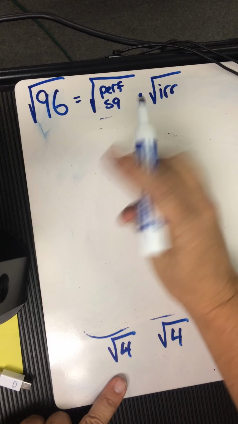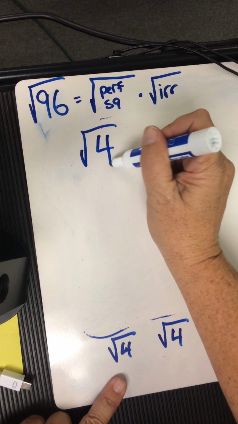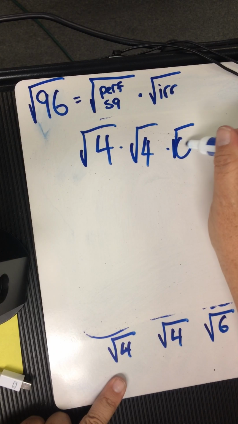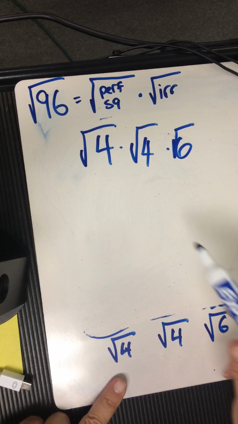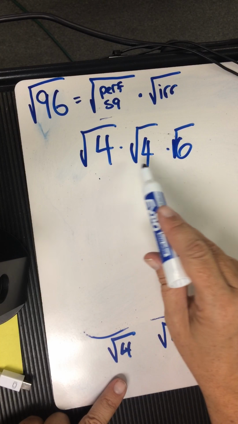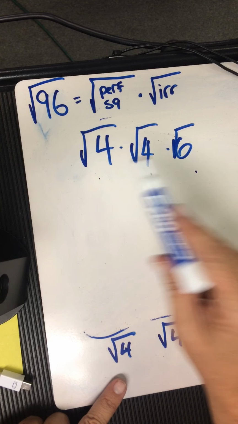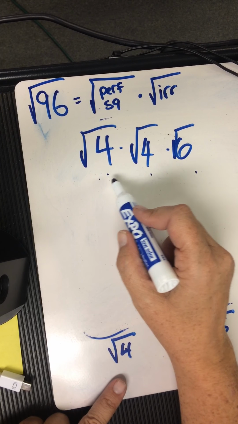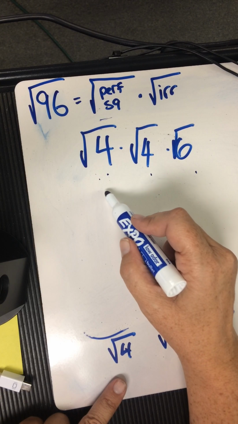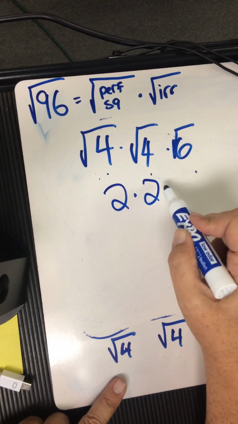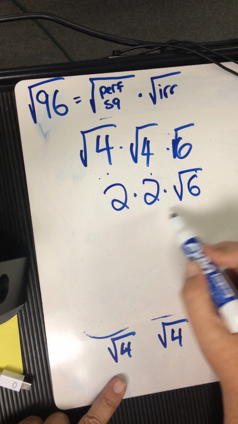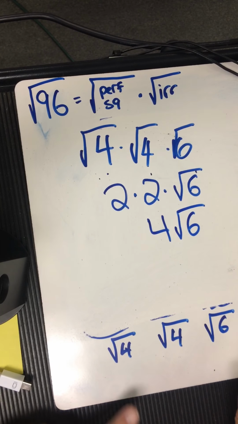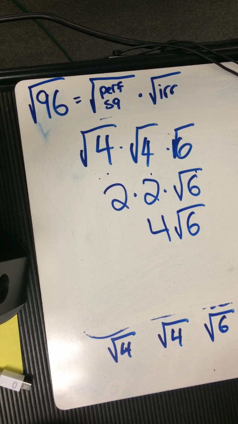I could say that I had square root 4 times square root 4 times square root 6. Is it true that root 4 times root 4 times root 6 equals root 96? Yeah, it is. If you do the work, you'd find out that was true. Now I simplify my perfect squares into integers. 2 times 2 times root 6. 2 times 2 is 4, root 6, which is just what we got last time, the other way.